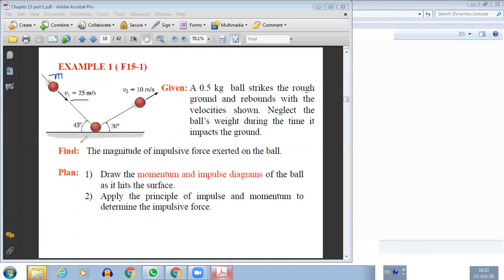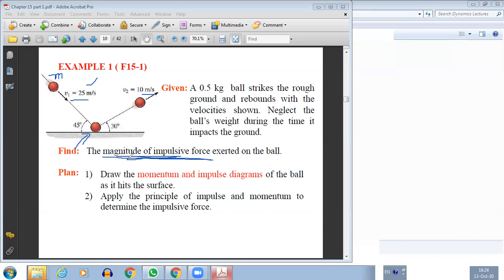It strikes the ground, and because of the striking, an impact is now applied over the ball. The ball rebounds, and when it rebounds, its velocity changes from 25 to 10 meters per second. Obviously the mass of the ball remains the same. Now we need to find the magnitude of the impulsive force. How much is the impulsive force being applied?